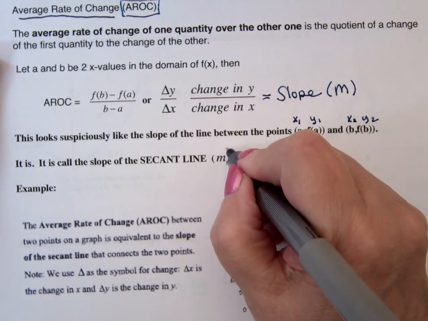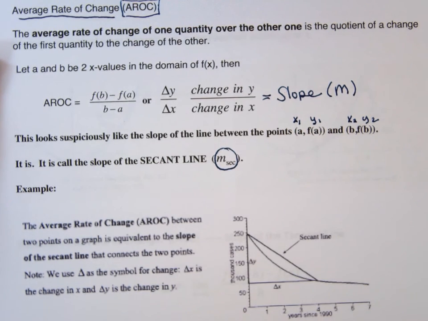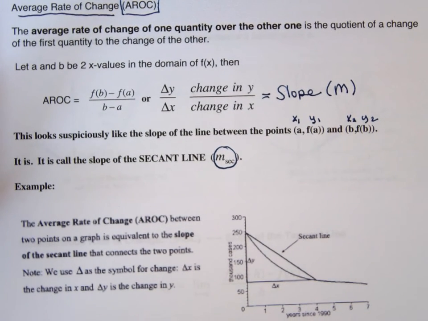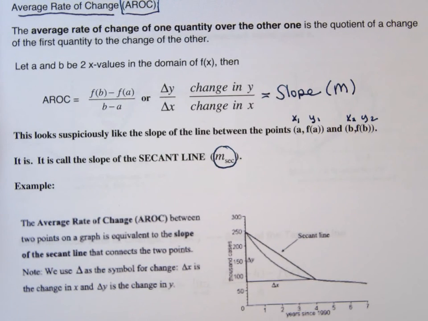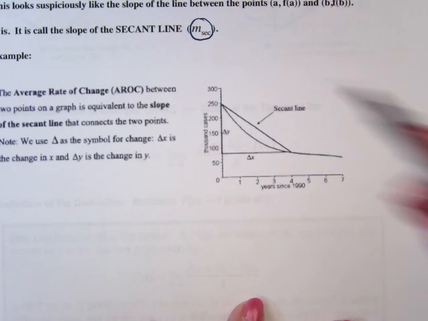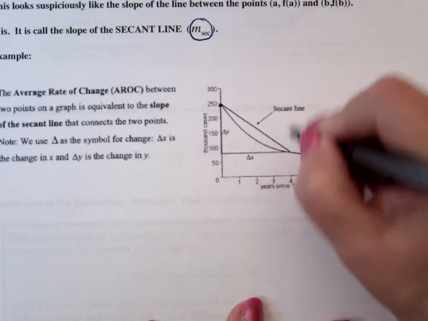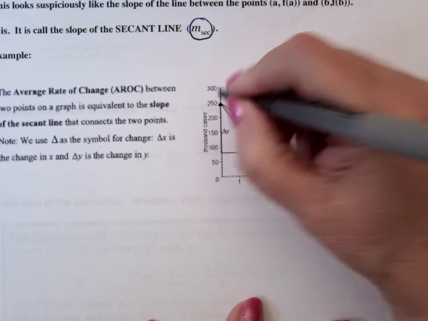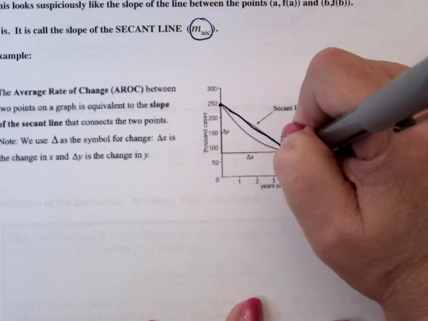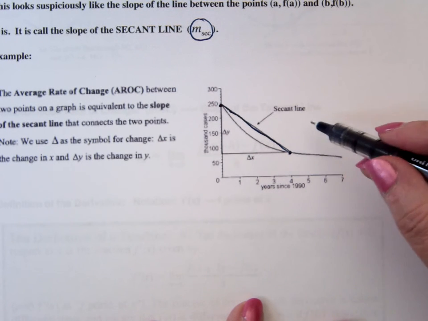I'm going to call it, by the way, since we are in calculus, if I'm finding the slope of the secant, I'm going to usually mark it m sub sec, slope of the secant line. So average rate of change, given a quantity, you pick 2 points, you draw a line between the 2 points, you find the slope of that line, and then what does that slope mean?